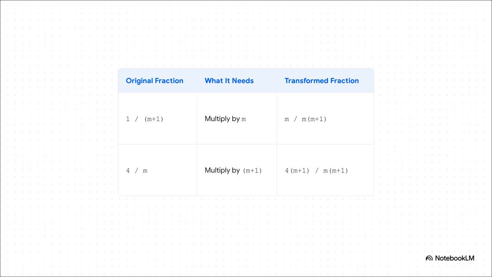So let's break this down with our example. We have two different denominators, m plus 1 and just m. To find our shared language, our LCD, the easiest way is just to multiply them together. So our common denominator is going to be m times m plus 1. So what does the first fraction need? It's got the m plus 1, but it's missing the m. So we multiply the top and bottom by m. And the second fraction, it's got the m, but it's missing the m plus 1. So we multiply its top and bottom by m plus 1. And look at that! Suddenly they both have the exact same denominator. Now we can combine them.